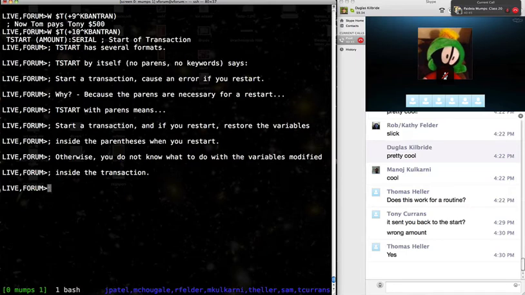And this is actually defined inside the MUMPS standard, inside the MUMPS 95 standard. So GTM did not make this up. These are actually the rules. So let me show you the various formats that you could do with parentheses. So you could do TSTART. This means don't restore any variables with restart.